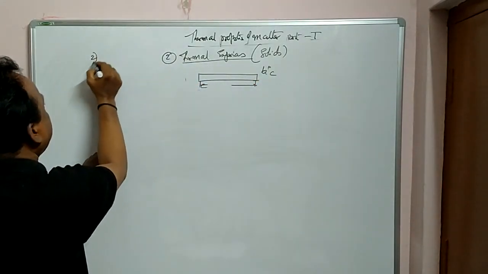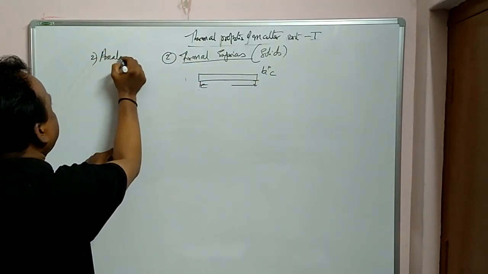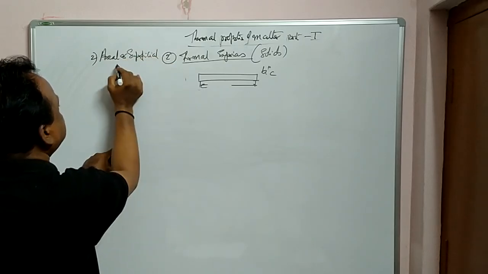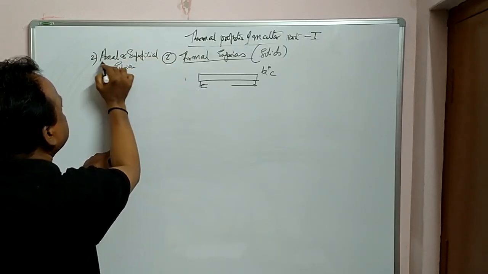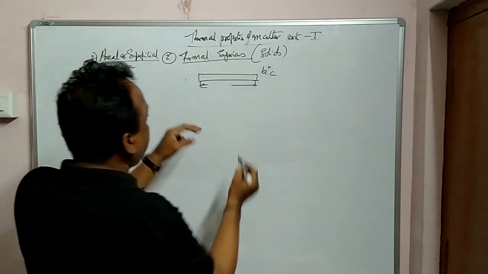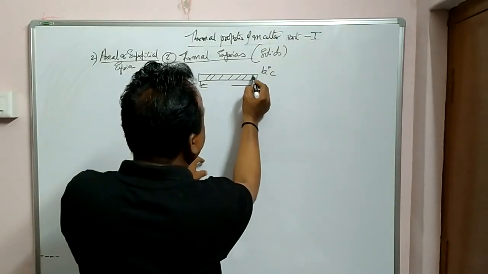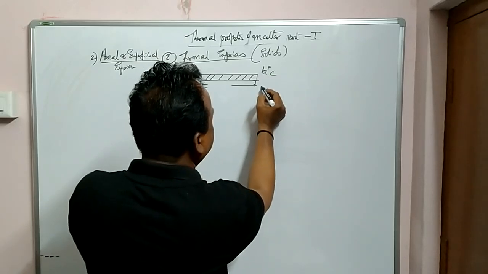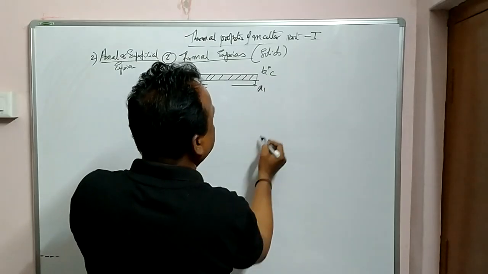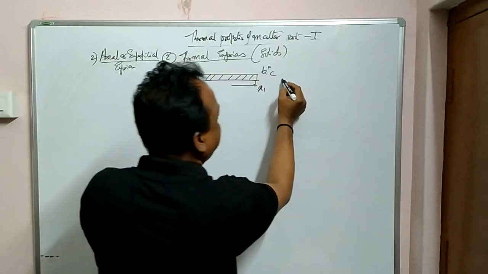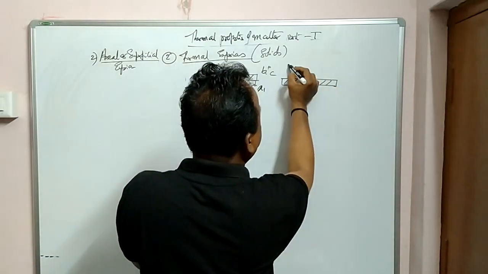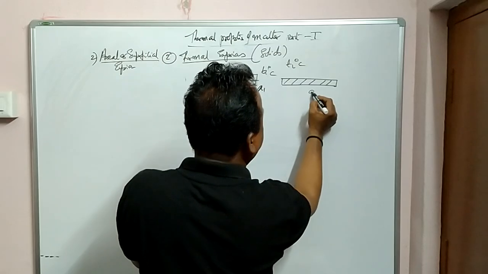Second one, areal or superficial expansion. For example, the same rod: length is increasing, length increases and area increases. So let the initial area be A1 at T1. Let the new area be A2 at T2 degree centigrade.